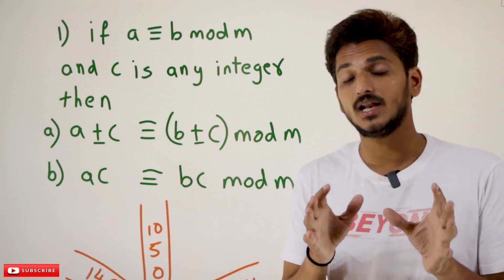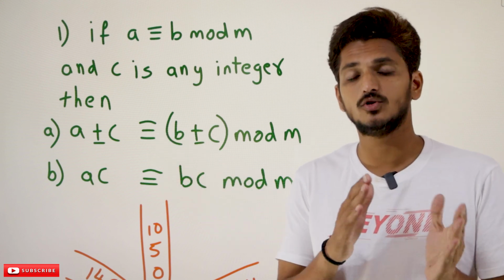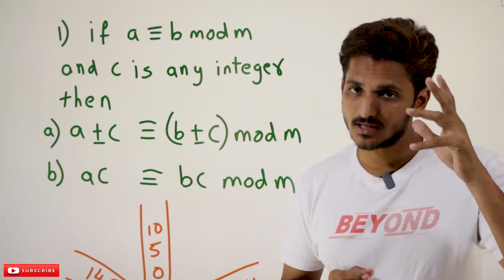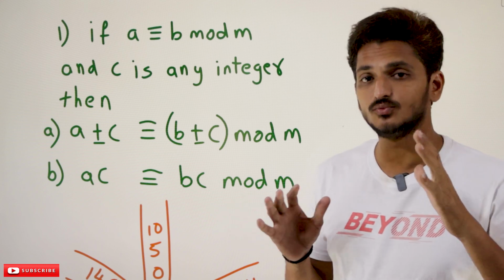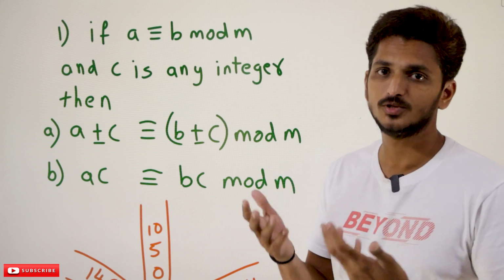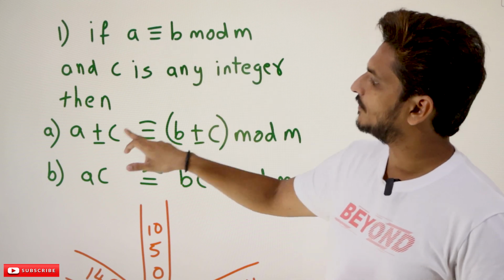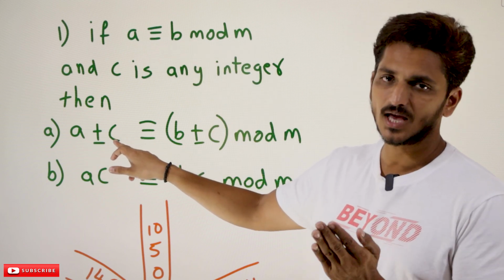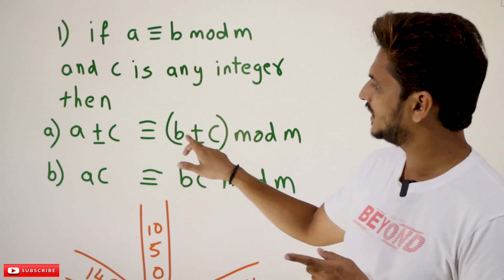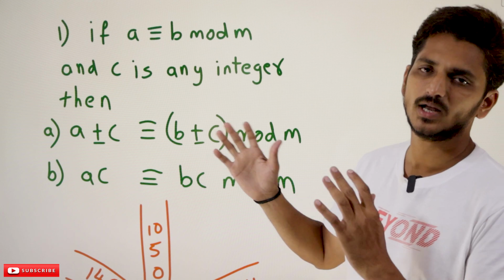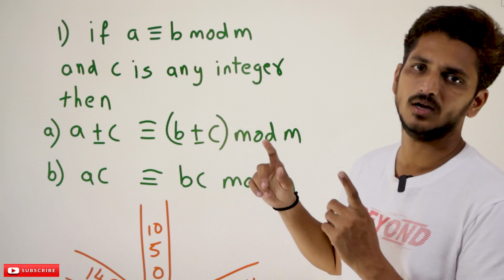We'll have a graphical intuition first, then we go into the mathematical derivation. Having the graphical intuition is very important. That helps you a lot. See, A congruent to B modulus M. A plus or minus C means add C or minus C. B plus or minus C, add C or minus C. You take any one action, that is also congruent.